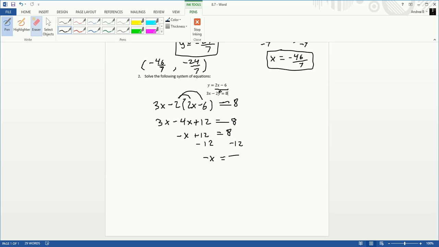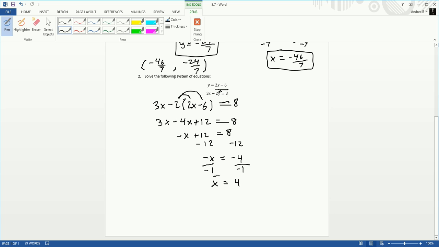But remember, we do not want our variable to be negative that we're solving for. It needs to be just x, not a negative x. So to get rid of that negative, we could divide both sides by negative 1. Since having that negative in front is the same thing as saying negative 1 times that x. Because remember, negative times a positive makes it negative. So here, to cancel out that negative, we divide by negative 1, so we get x equals 4.